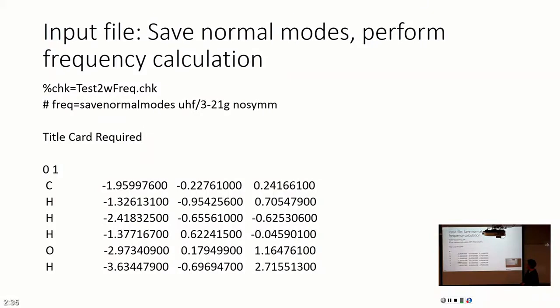When you're done producing that scan, you can go to the out file of your previous run, make an input file, and save your normal modes and perform a frequency calculation. What that involves is the usual: name your check file, frequency, save normal modes, do your unrestricted, and give it a title. I just didn't give it a title here.